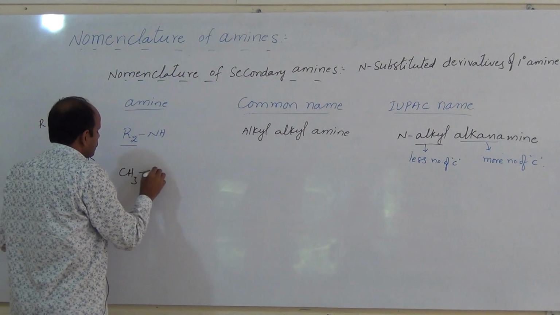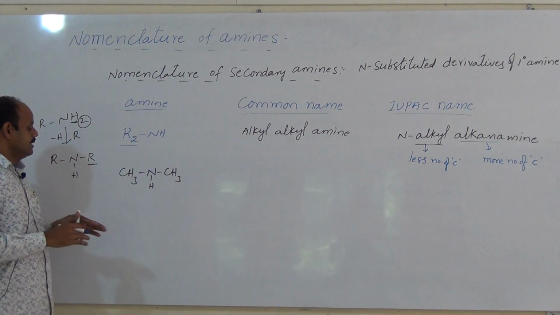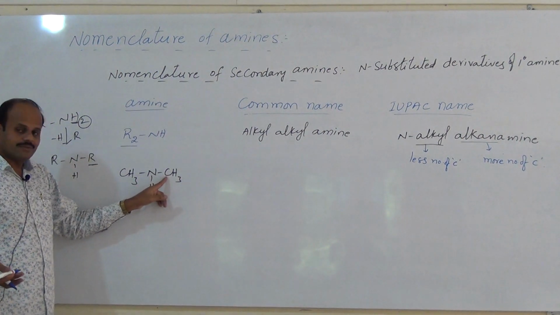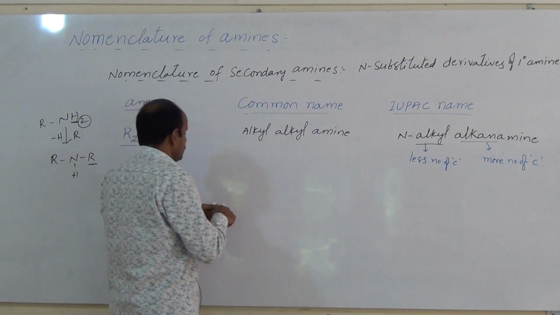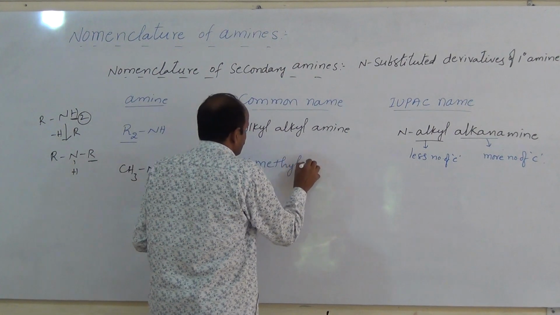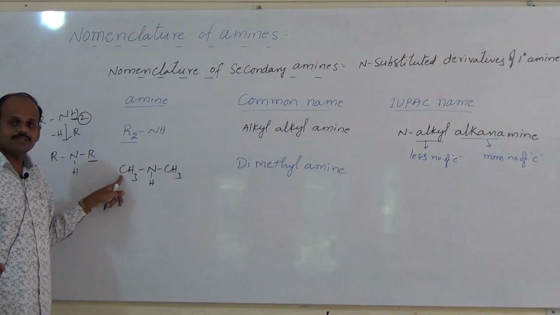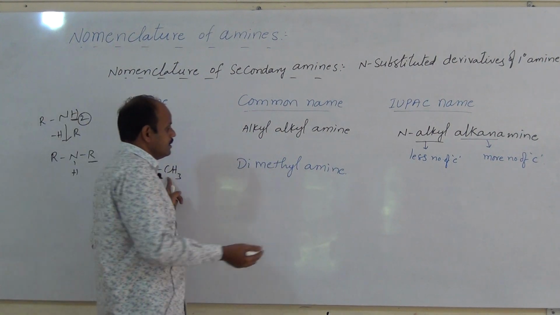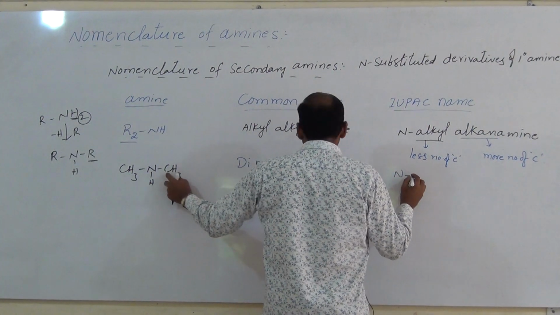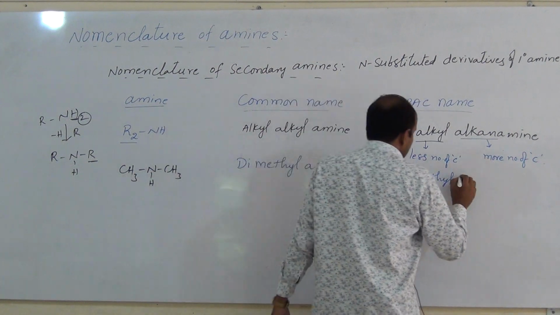CH3NHCH3. Then here alkyl methyl, here also methyl only, same only. Thus methyl methyl, both are same only, no. Then here what is the common name? Dimethylamine is the common name, because both are same. If different, means should write the two different names. Then IUPAC name, here both have same only. Thus here one is N-methyl, another one methanamine.